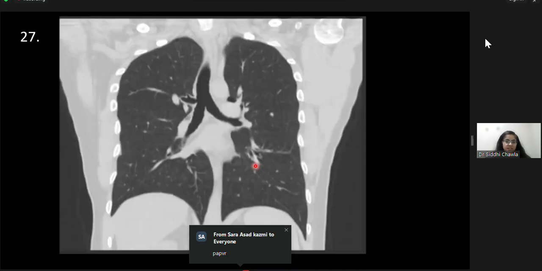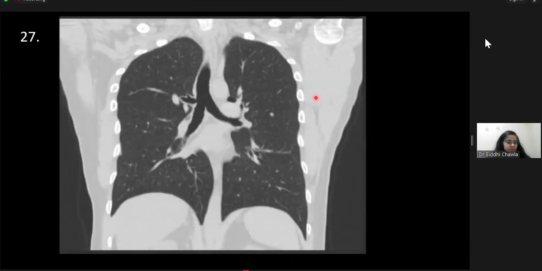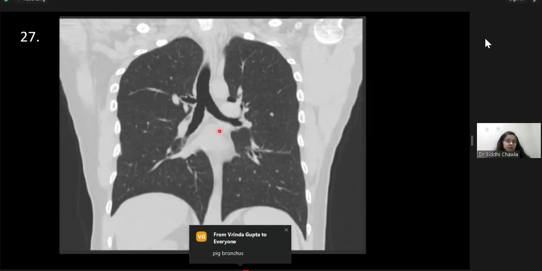Coming to the next, what is this photo? What is the abnormality here? This is a CT chest, coronal view. Right. So we have a tracheal bronchus.